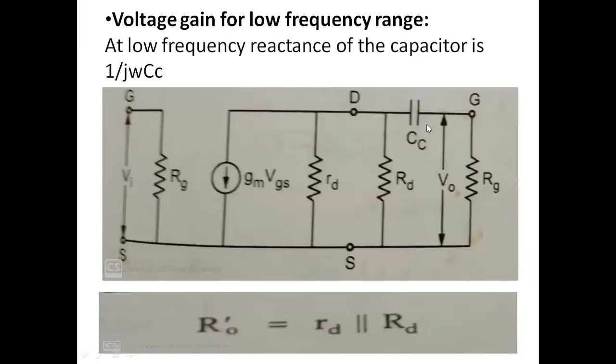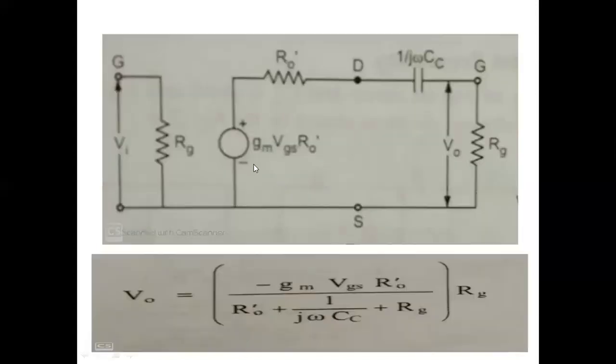And the remaining components are the same: one is Cc, another one is Rg. Okay, Cc and Rg are the same. We are converting this Norton's equivalent circuit into a Thevenin's equivalent circuit, that is, a voltage source in series with the resistance with respective values. Okay. And next, the reactance of the capacitance is 1 by j omega Cc and the resistance is Rg.